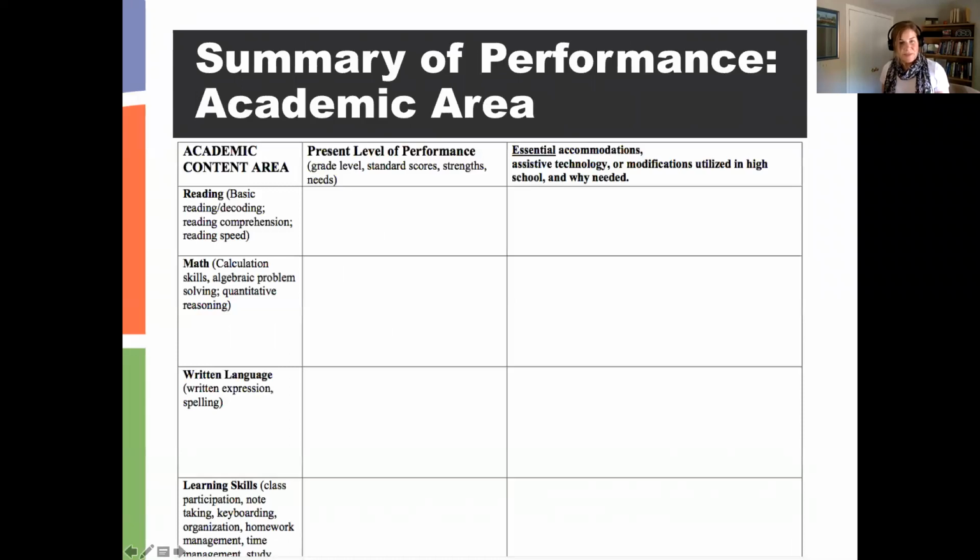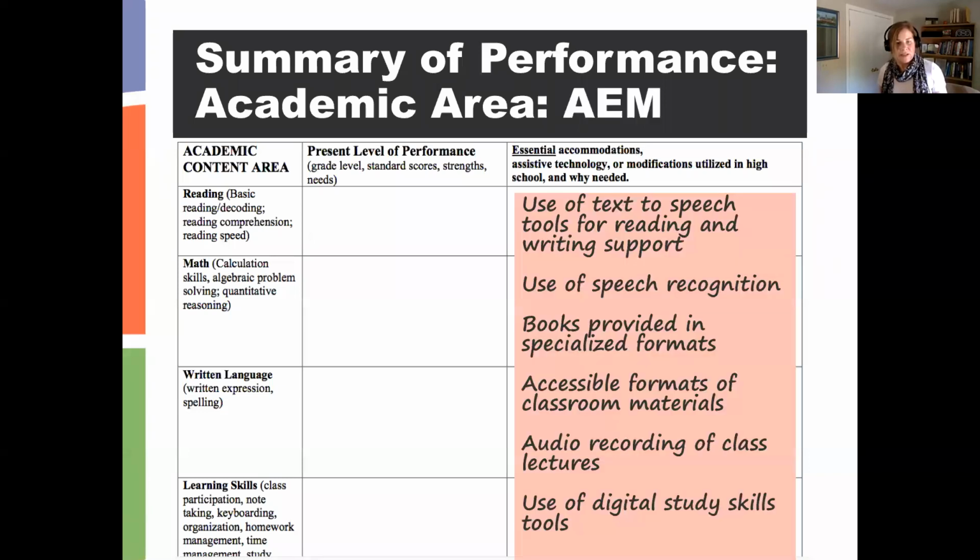I know it's hard to see, so go download that template so you can take a closer look. But this is the summary of performance for the academic area. In that first column, there are content areas of reading, math, written language, and learning skills. The second column is to report present level of performance. And the third column is the essential accommodations, the assistive technology modifications that have been used in high school and why they're needed.